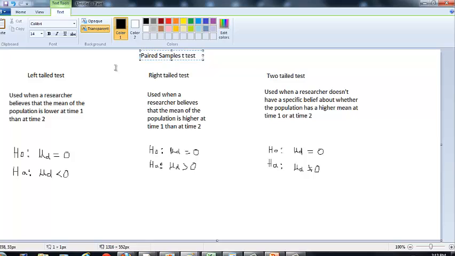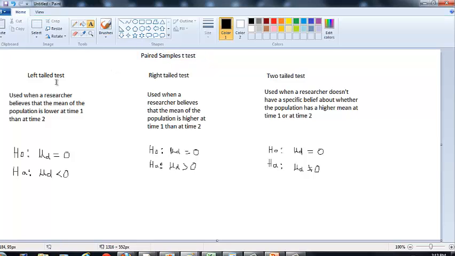In a paired samples t-test, in a left-tailed test, the researcher has a reason to expect or to believe that the mean of population 1 is lower at time 1 than at time 2. Remember, a paired samples t-test is looking at whether the mean of a population is higher at one point in time than at another point in time. In a left-tailed test, a researcher has a reason to believe that the mean of that population is lower at time 1 than at time 2. So they're trying to support this possibility.